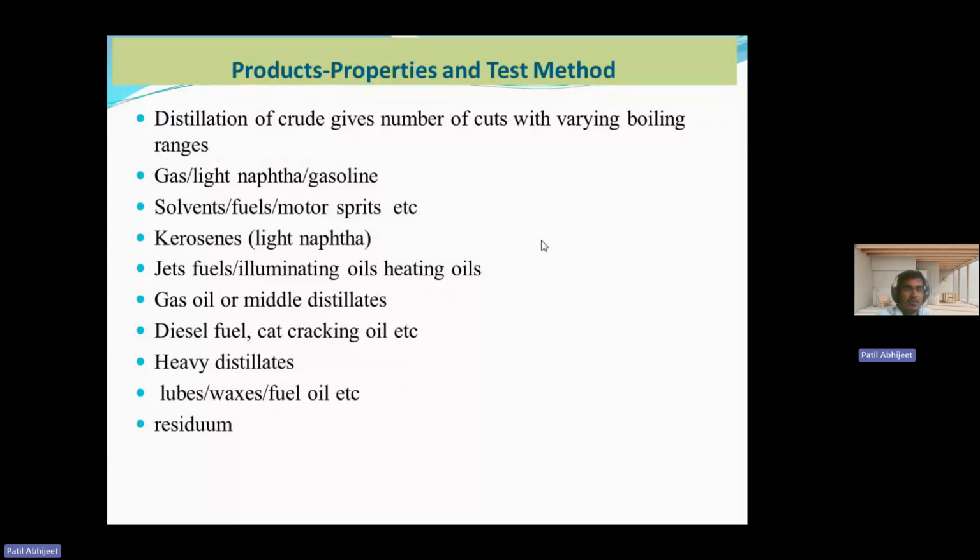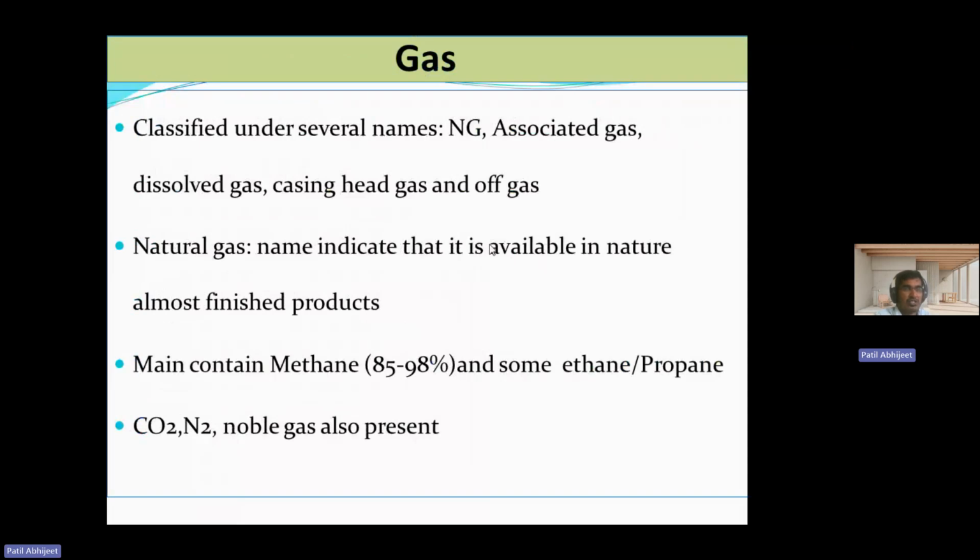Now the first is the gas. The gas which comes from either vacuum distillation or atmospheric distillation is classified under various kinds of names, but there are certain major contributors to this gas. These gases are classified into several names, such as natural gas, or associated gas. Some of them are dissolved gas, and some of them are considered casing head gas. So the gas obtained from the distillation unit is classified into 4 categories.